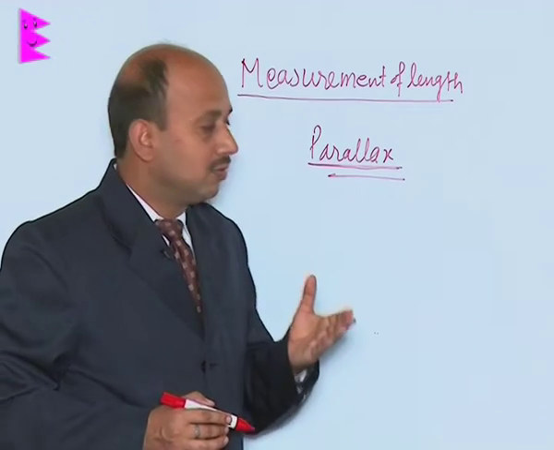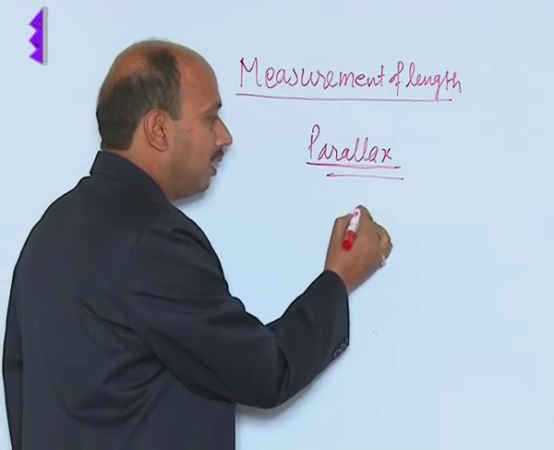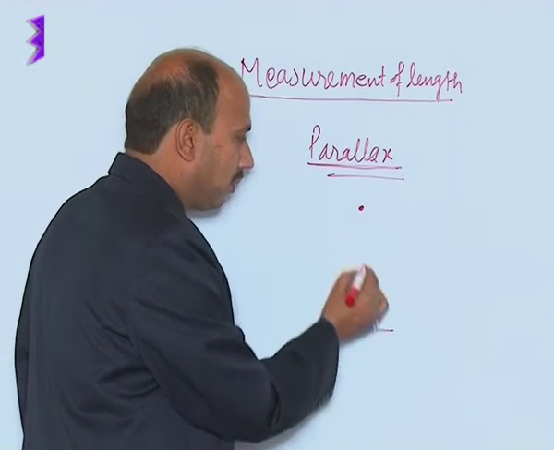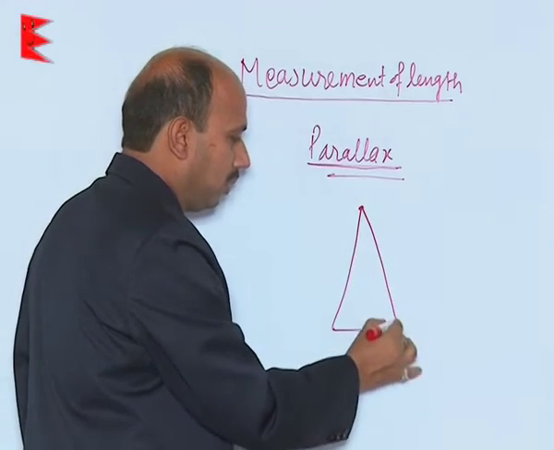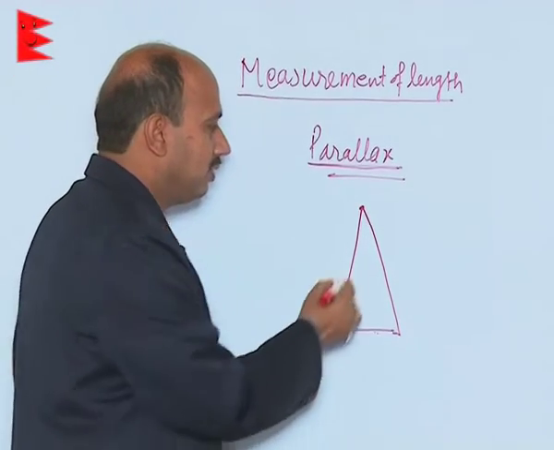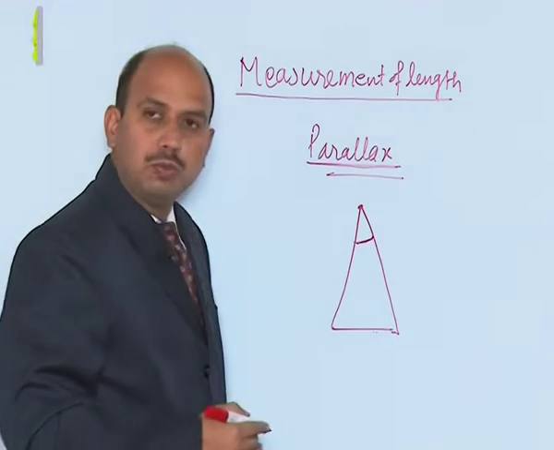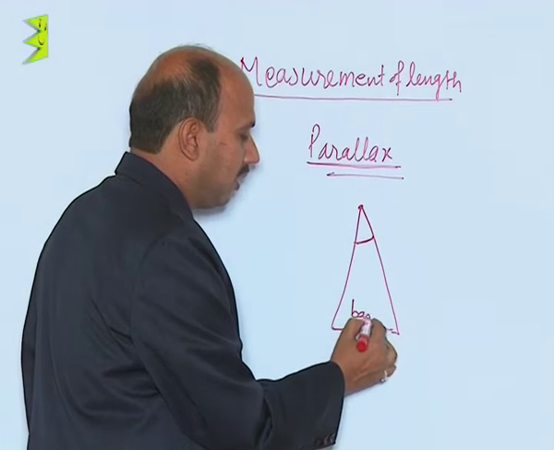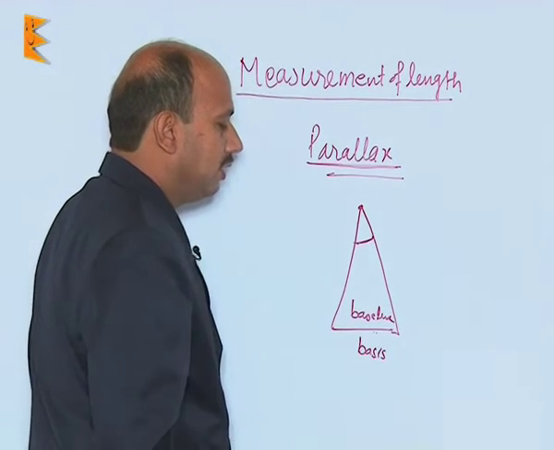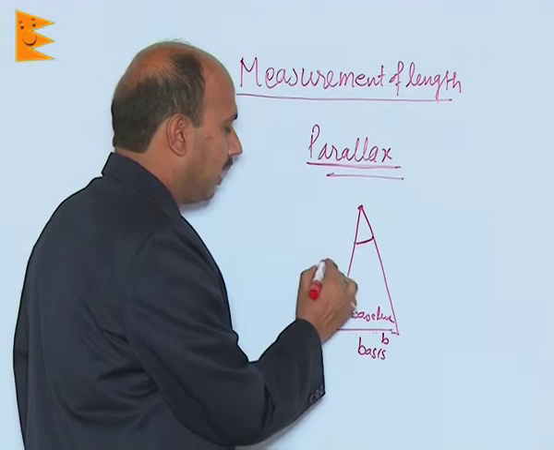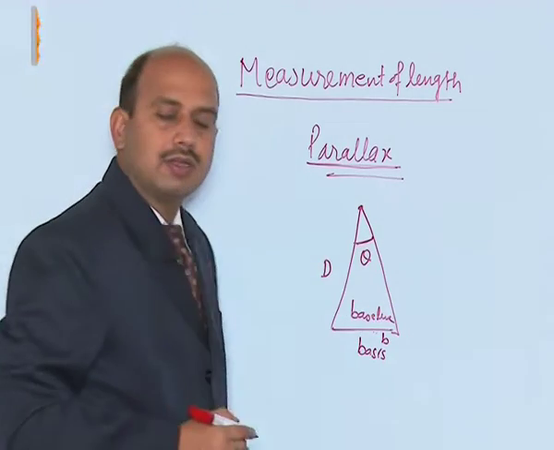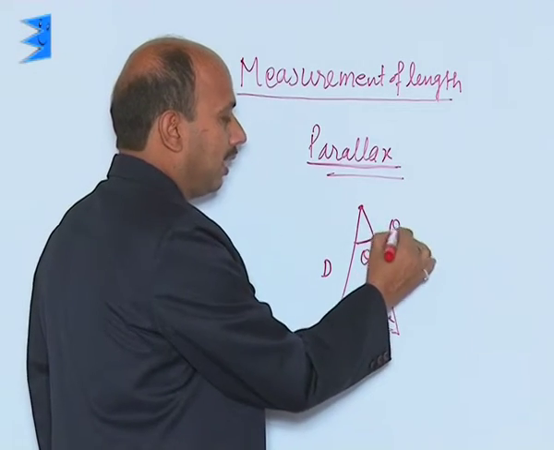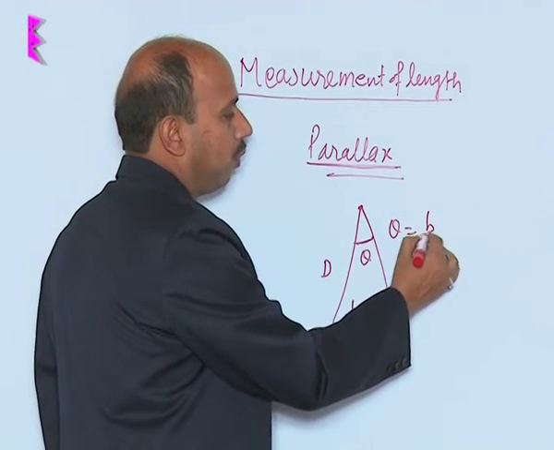Suppose you are looking at a distant star, and you take two points, one from here and one from here, and measure this angle from the two positions. This is known as the basis, actually the baseline. We take this as B, this as D, and this angle as theta. So for a small angle we can write theta is equal to B upon D.